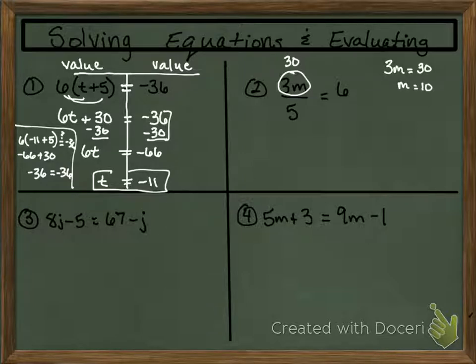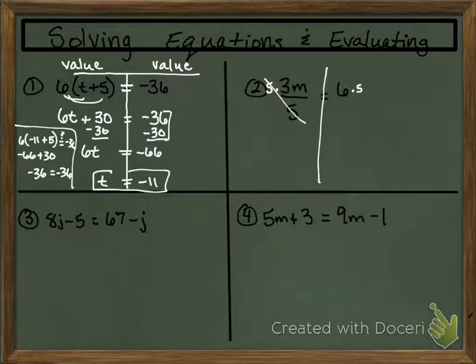But maybe some of us don't think about it that way. We want to solve it the old school way. I know that the opposite of dividing by 5 is multiplying both sides by 5, and that'll get these 5s to cancel. That gives me 3m is equal to 30, just like what I had up here a second ago, and then we have that m is equal to 10. So m equals 10 is the only thing that's going to make that equation a true statement.